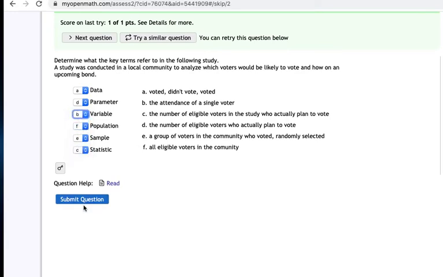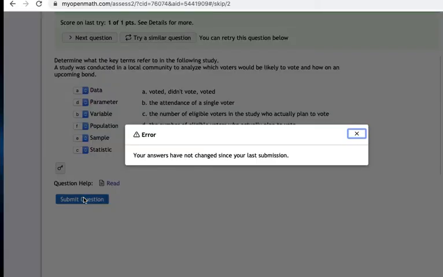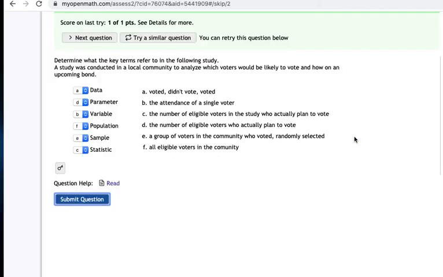So let's see if we got these right. Oh, that's because I already did this, but yeah, they're all correct, guys. So that's how you do that problem.